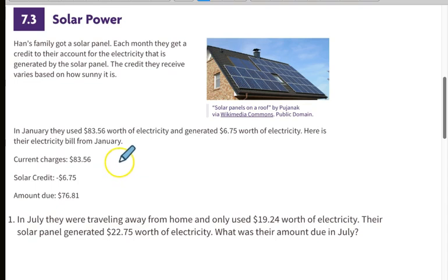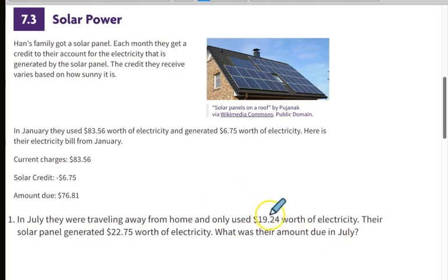So they got charged $83.56, but because they used their solar panels, they get a credit of $6.75. That means you're going to take that amount off their bill. So their total due was $76.81 because we took that and subtracted it from the $83.56. In July, they were traveling away from home and only used $19.24 worth of electricity. But their solar panel generated $22.75 worth of electricity. What is their amount due in July?